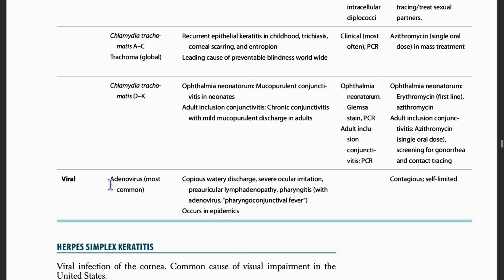And viral, adenovirus, most common. Characteristic, copious watery discharge, severe ocular irritation, preauricular lymphadenopathy, pharyngitis with adenovirus, pharyngoconjunctival fever, occurs in epidemics. Contagious, self-limited.